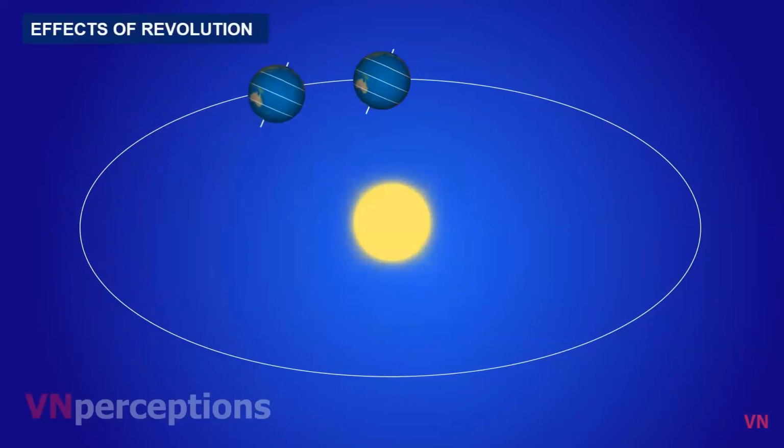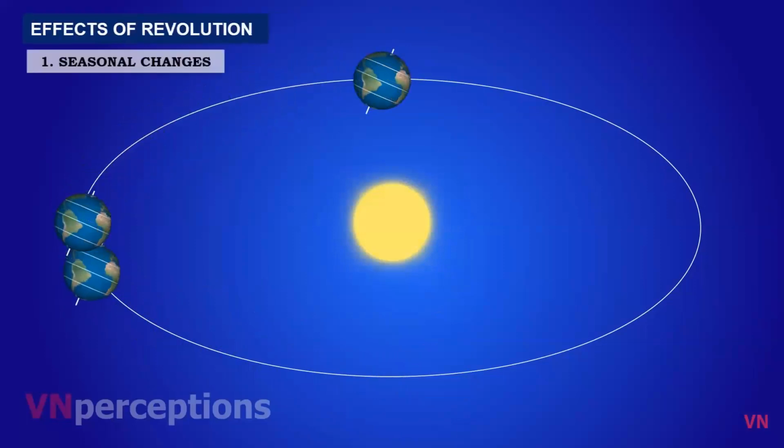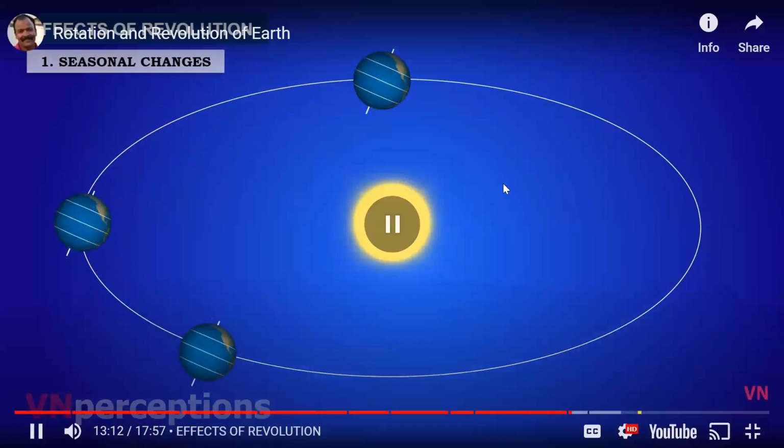Let us learn the effects of revolution of the Earth. The first effect is the seasonal changes. Go down to the next page. Put the heading in your notebook: revolution. The first line I gave, what is revolution? Just copy that down. Because we are literally finishing this chapter.